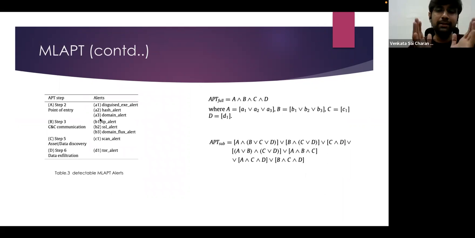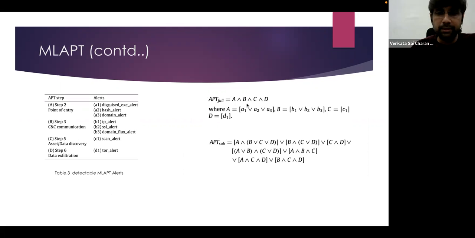The basic idea is very simple. If the malware is trying to touch all the life cycle phases of APT, then it is called a full APT alert. Otherwise, if it is just trying to touch some points like the point of entry, or sometimes it might just do the command and control server communication, then that kind of thing is called a sub APT scenario.